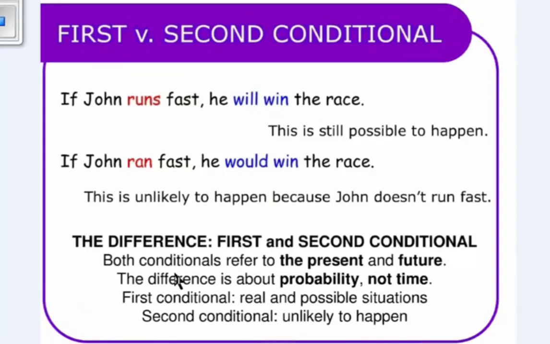The difference, first and second conditional. Both conditionals refer to the present and the future, but the difference is about the probability, not the time. The time, both of them are in the present or future. But the first conditional is real and possible situations. It will happen. But the second one is unlikely to happen because, as you see here, John can't run fast at all.